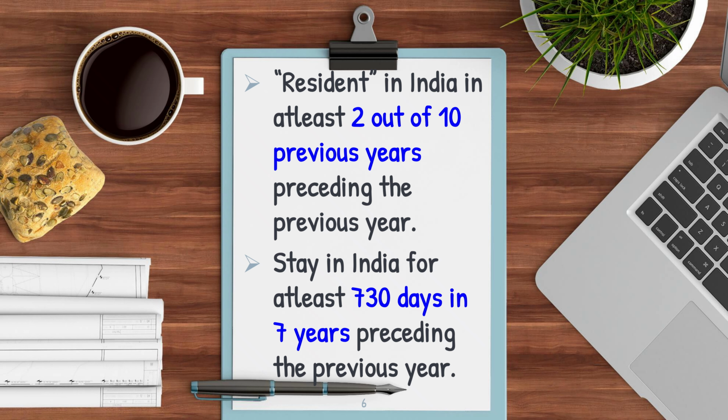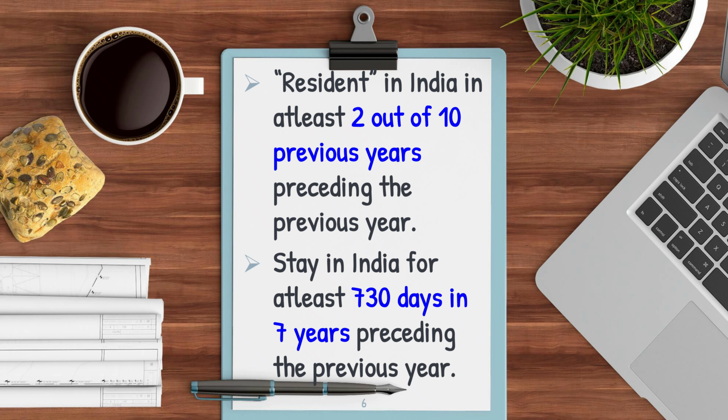I repeat, the first additional condition, resident in India for at least 2 out of 10 years prior to the previous year. And the second additional condition, stay in India for at least 730 days in 7 years prior to the previous year. So if he fulfills both the additional conditions, he becomes a resident and ordinarily resident.